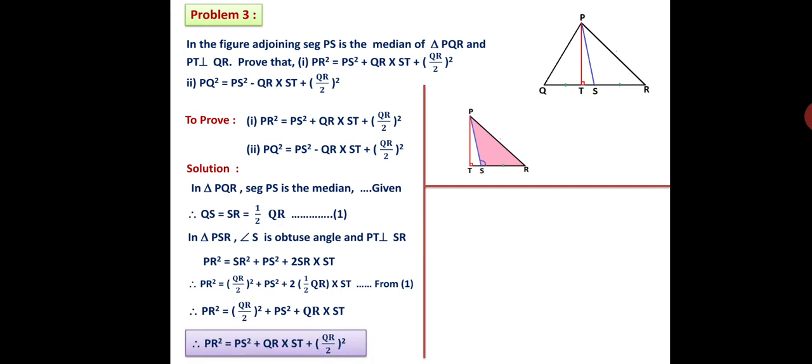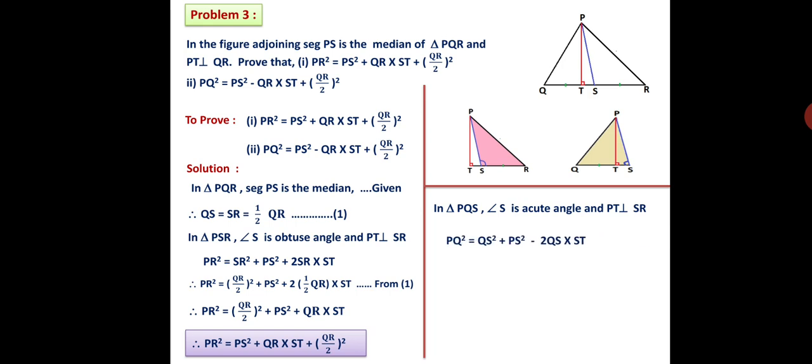Friend, so we will rearrange the terms and you are getting that PR square is equal to PS square plus QR into ST plus (QR by 2) whole square. This is what you were going to prove. Now let us see one more triangle, that is triangle PQS. Let us extract that one. Here you can see angle S is an acute angle. Therefore, we will apply the Pythagoras theorem for an acute angle triangle.